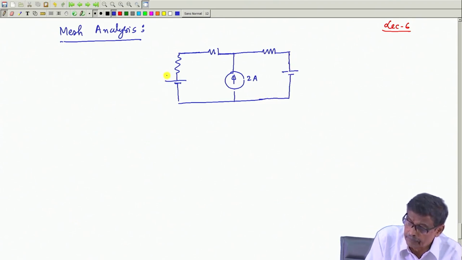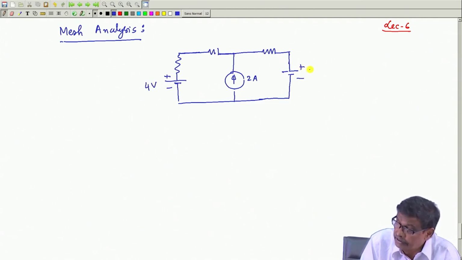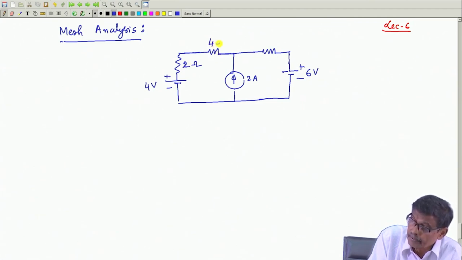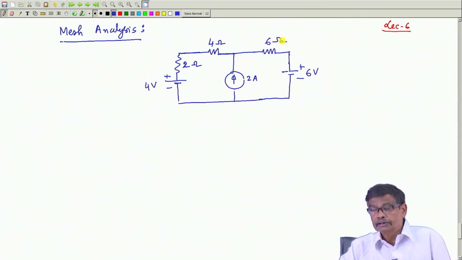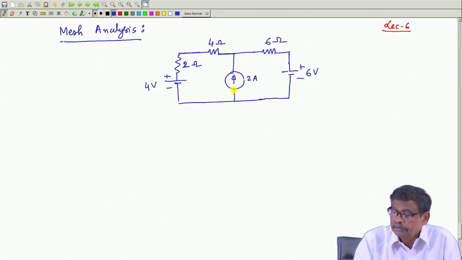And let us put some numbers to highlight this method, because with numbers it becomes easier, otherwise lengthy expressions. Suppose it is 4 volt, it is 6 volt, with this polarity, which is important, and this is a 2 ampere ideal current source, and this is suppose 2 ohm, this is suppose 4 ohm, this is suppose 6 ohm, and I have to find out the currents in various branches and solve this network.